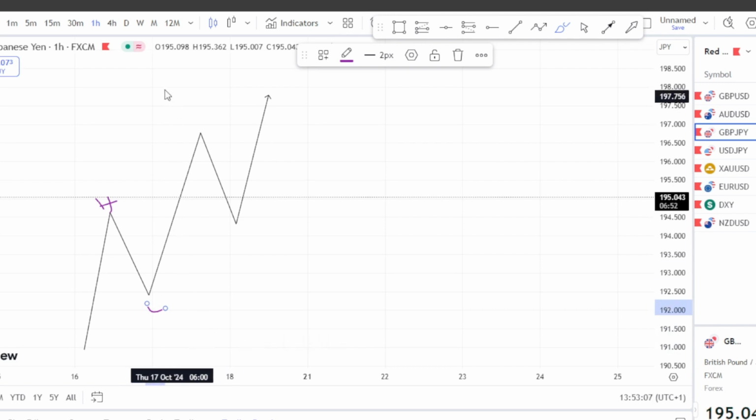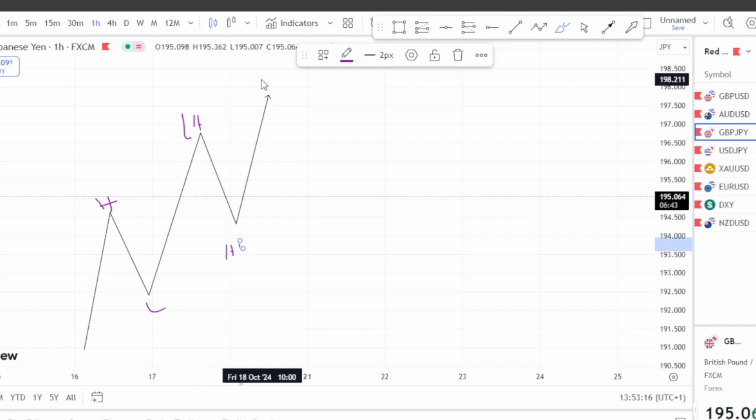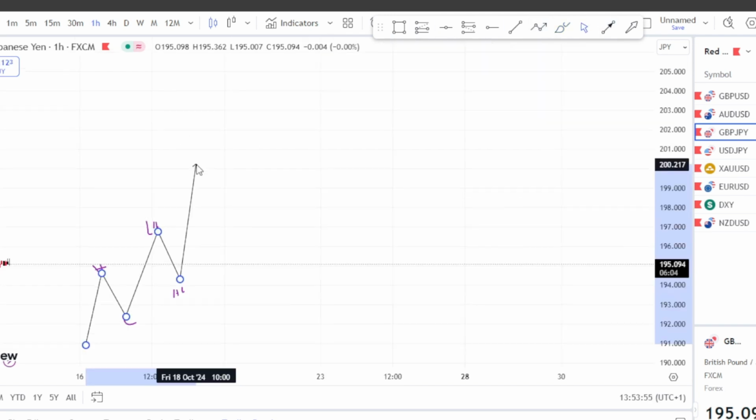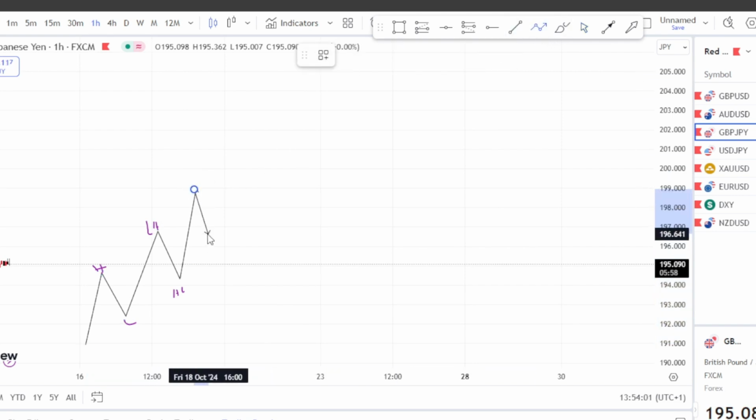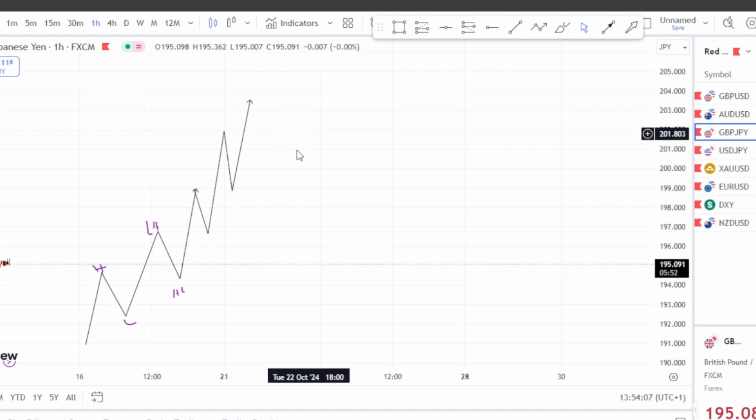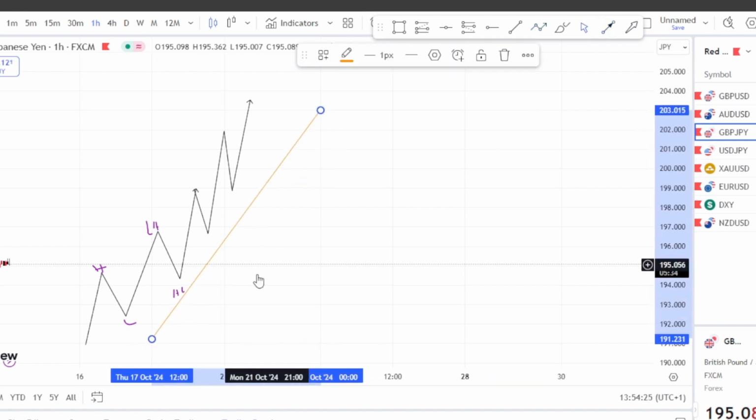So we have a higher high, and we have a higher low. We can have another higher high, then a higher low, a higher high, a higher low, a higher high. This is what makes a bullish trend. If you have a higher high and a higher low, another higher high and higher low, it simply means the market is in an uptrend. The trend is up.